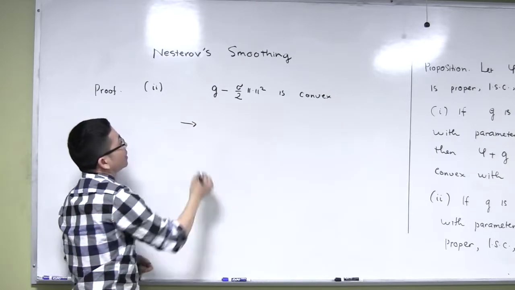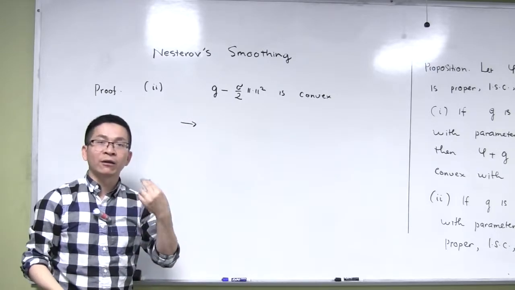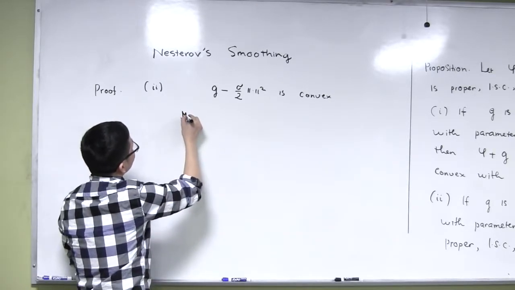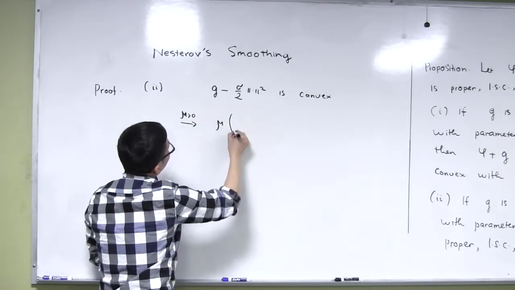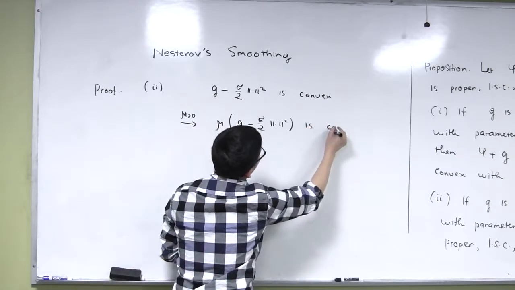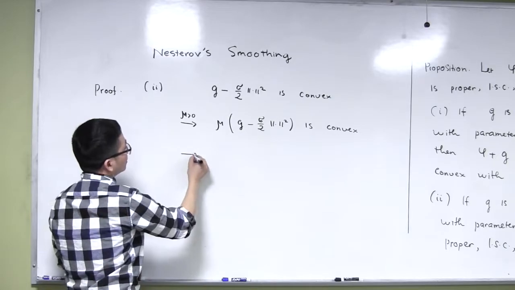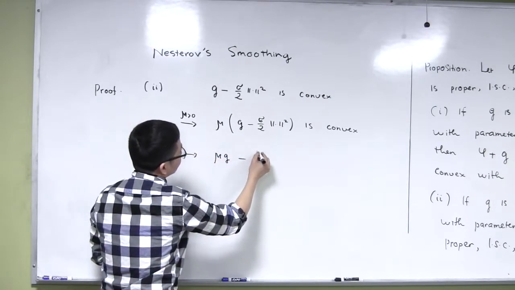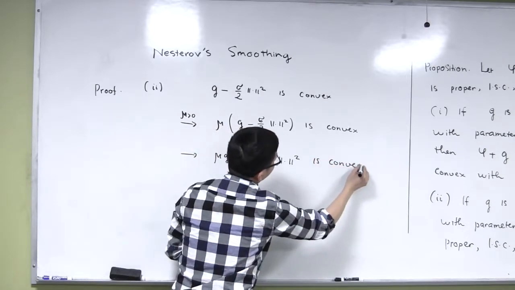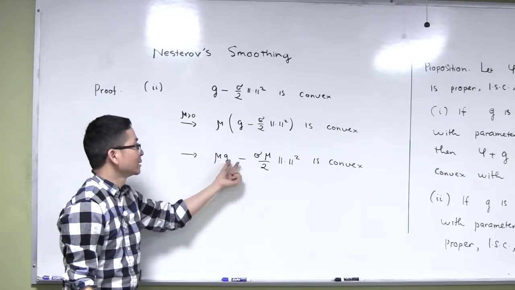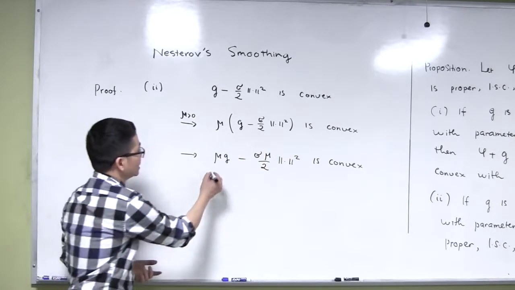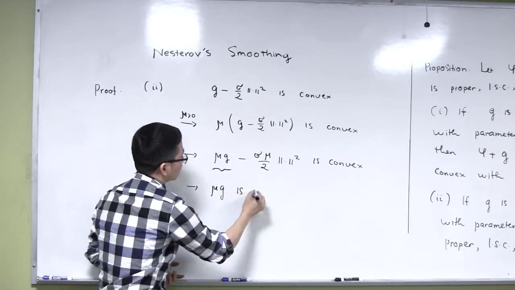From here, a very simple fact is that if you multiply a convex function by a positive constant, you're going to have a convex function. Because mu is greater than 0, you're going to see that mu times g minus sigma over 2 times the squared norm function here is convex as well. And therefore mu times g minus sigma mu over 2 times the squared norm function is convex. So from here you can see that mu times g minus this constant times the squared norm function is a convex function. So by the definition of strong convexity, this function is strongly convex.